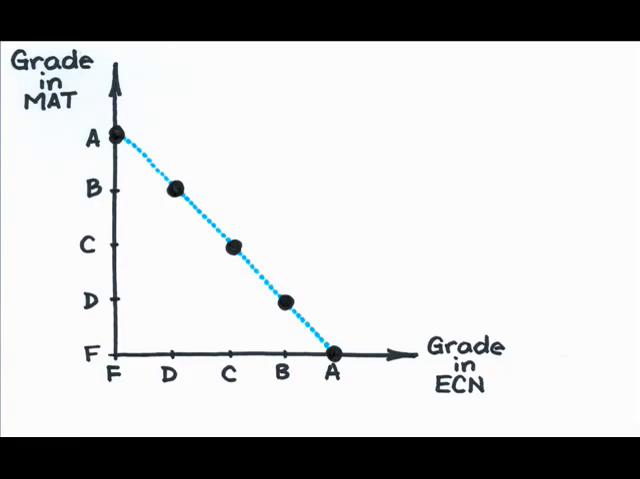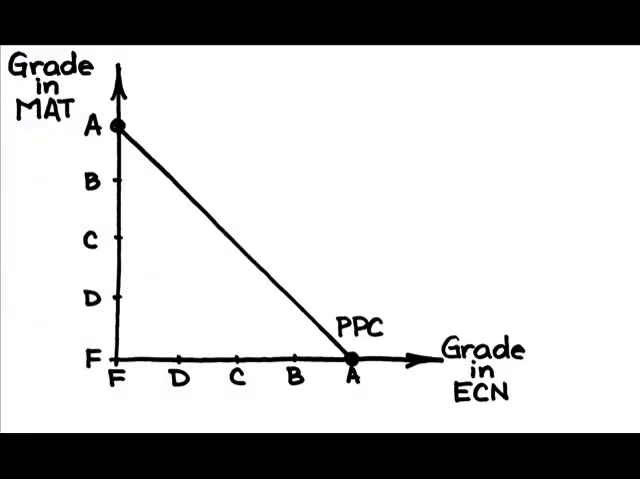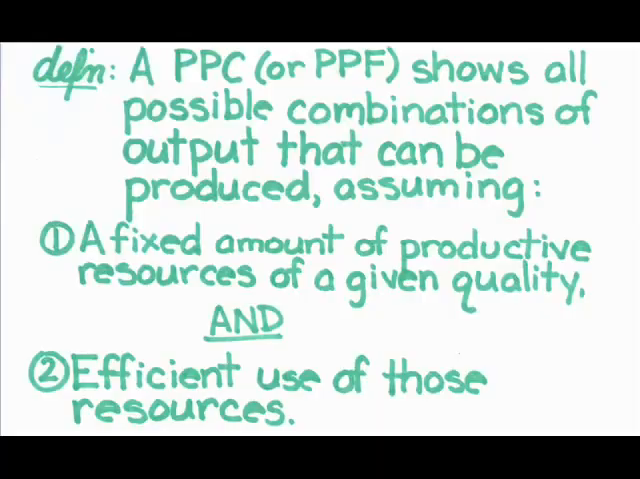Did you notice that once we've included all the points, this looks more like a solid downward sloping line than just some collection of points? This is a production possibilities curve, or a PPC, also referred to as a production possibilities frontier, or a PPF. By definition, the PPC, or PPF, shows all possible combinations of output that can be produced, assuming 2 things. 1, a fixed amount of productive resources of a given quality, and 2, efficient use of those resources.